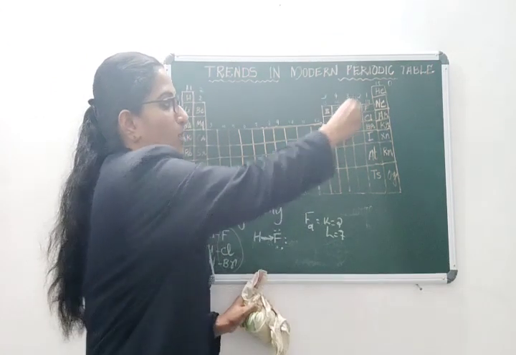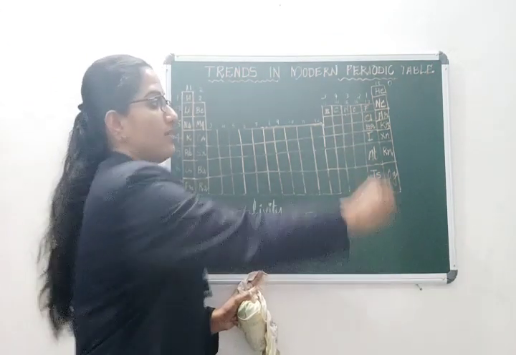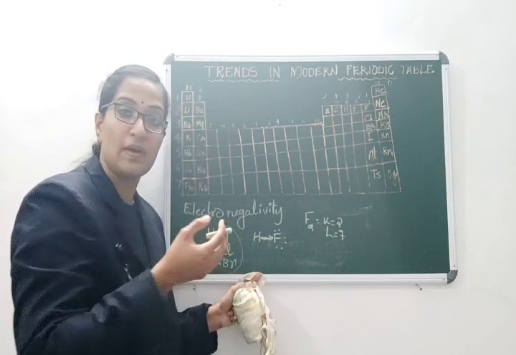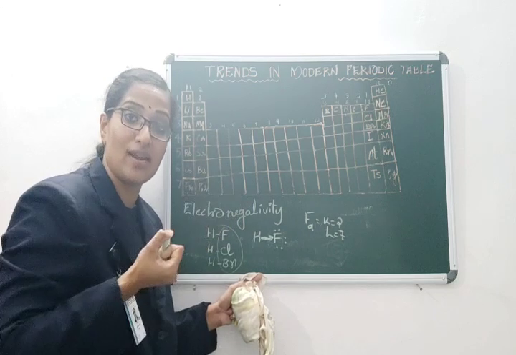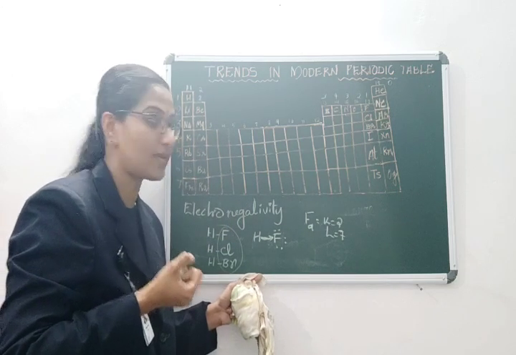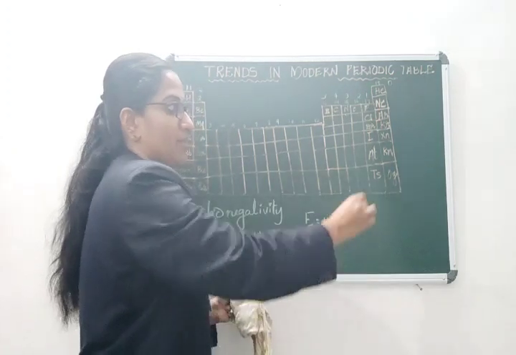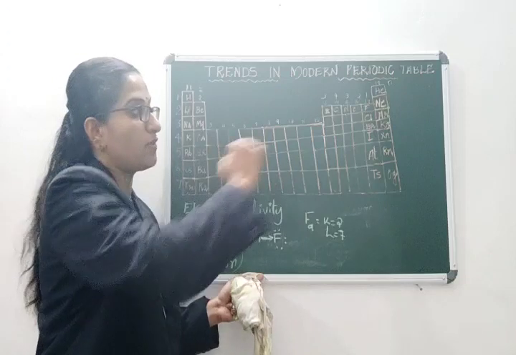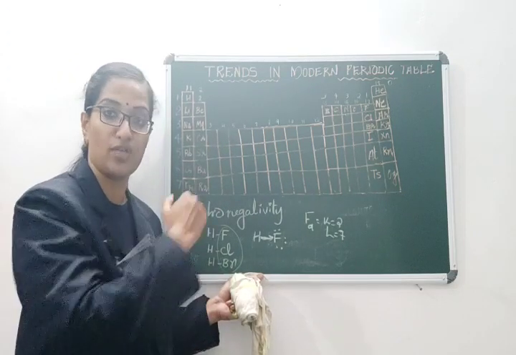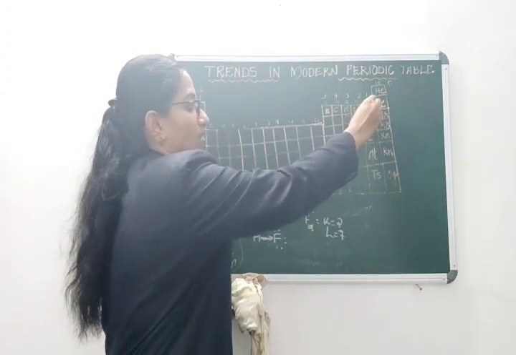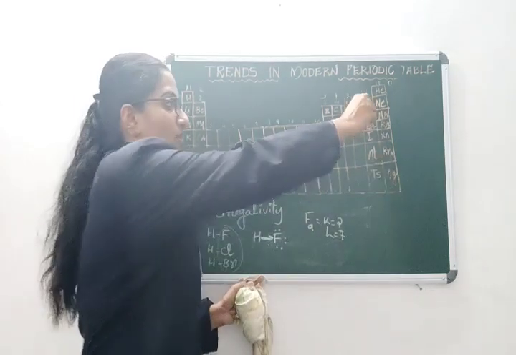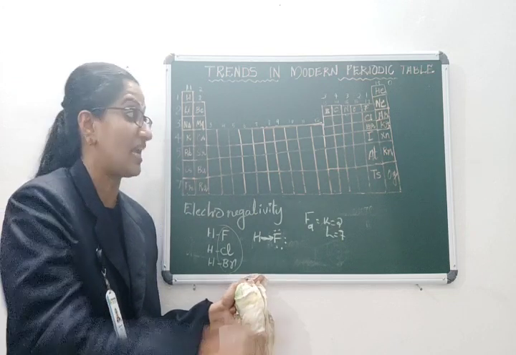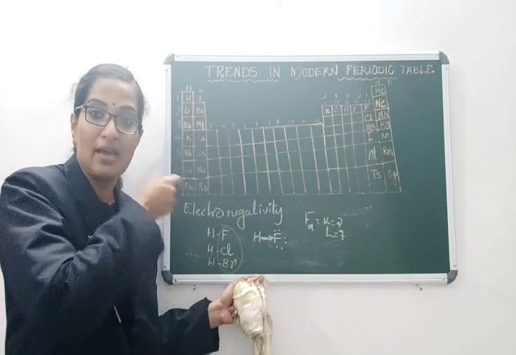So the group 17 members are all highly electronegative, because they are ready to take only one electron to complete their octet. In the 17th group, you can see fluorine is the most electronegative element. In the periodic table, out of all these elements, fluorine is the most electronegative, and electronegativity decreases from top to bottom, but increases from left to right.